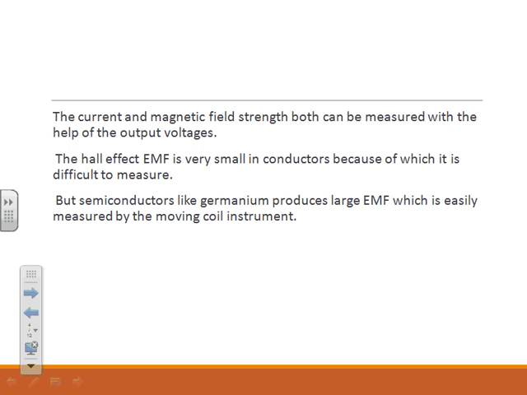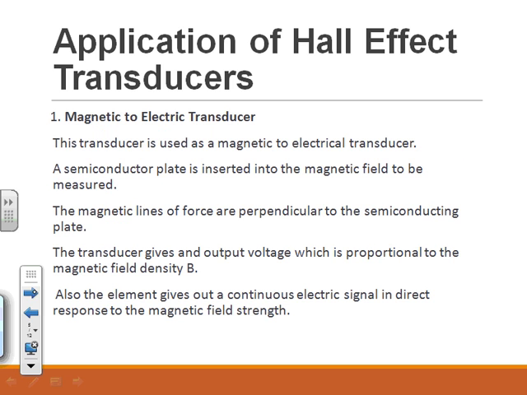The Hall effect EMF is very small in conductors, because of which it is difficult to measure. But semiconductors like germanium produce a large EMF which is easily measured by a moving coil instrument. So we mainly use semiconductor materials for measuring the Hall effect.